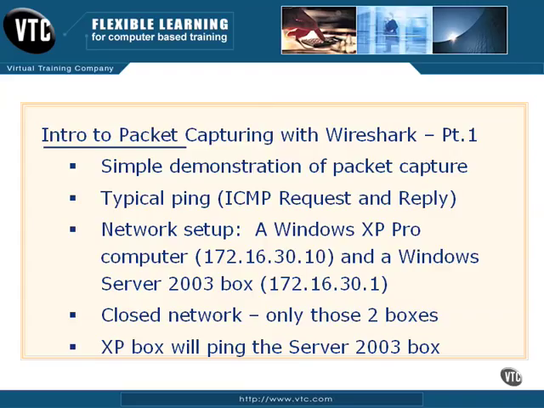We've got a network that we have set up, and it's a Windows XP Pro computer at 172.16.30.10 and a Windows Server 2003 computer, and that's at 172.16.30.1. This is a closed network. In other words, only these two boxes are on the network, and the only traffic we will see pass back and forth is between these two boxes.